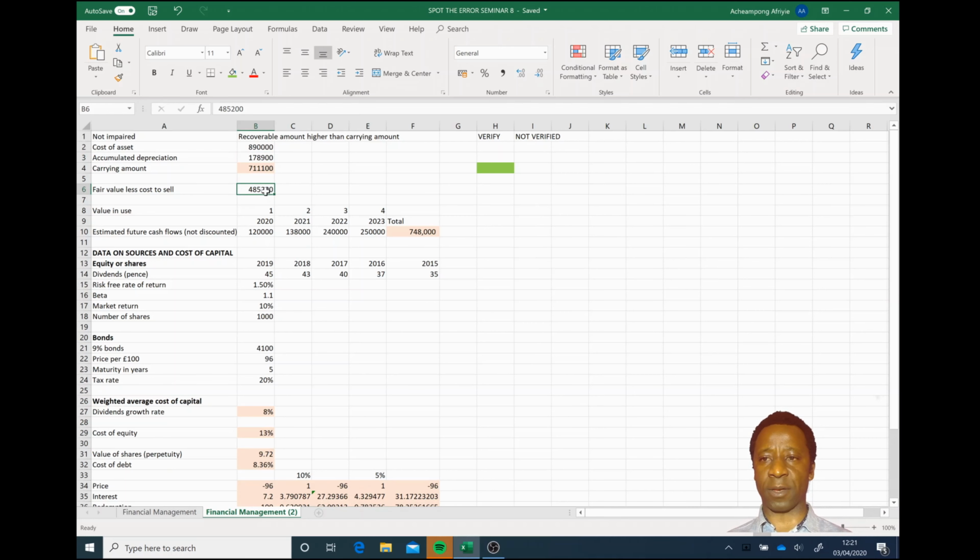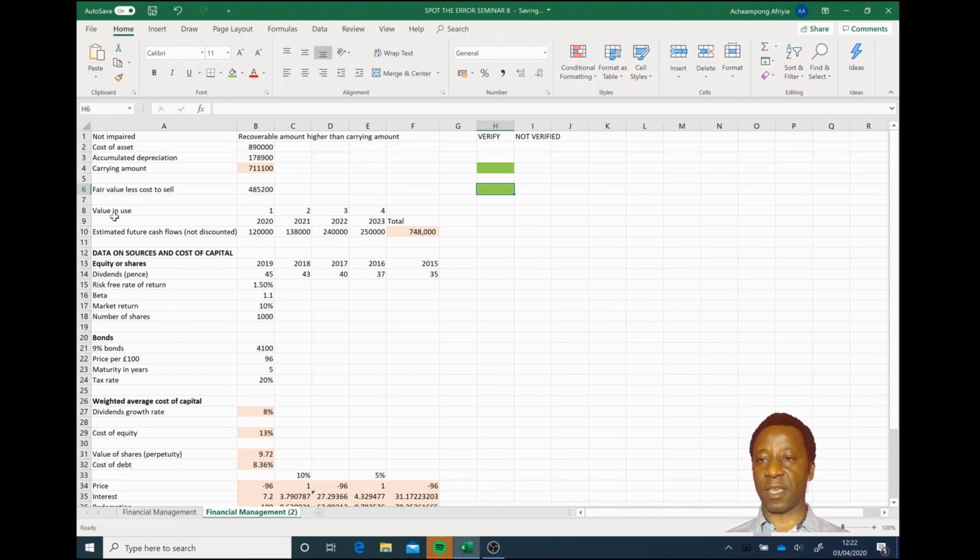How did they go about determining the fair value of the asset, and what types of costs have they recognized in the cost to sell? But again, for now, let's assume that this is correct. Let's assume that we verify that and we're happy. Let's give it a green.